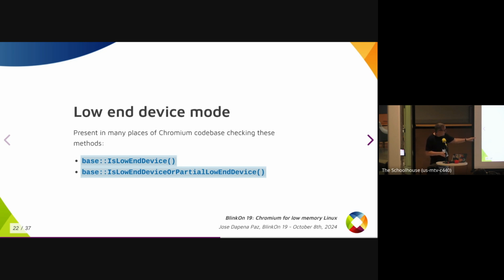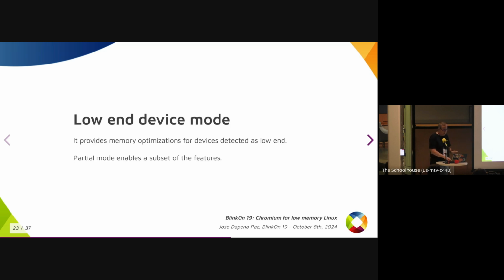And then we have this a bit newer API that enables part of the low-end memory optimizations, because we say, okay, we are in a not so constrained device, but still it's going to be better to save a bit of memory, because performance is going to be better because of that.